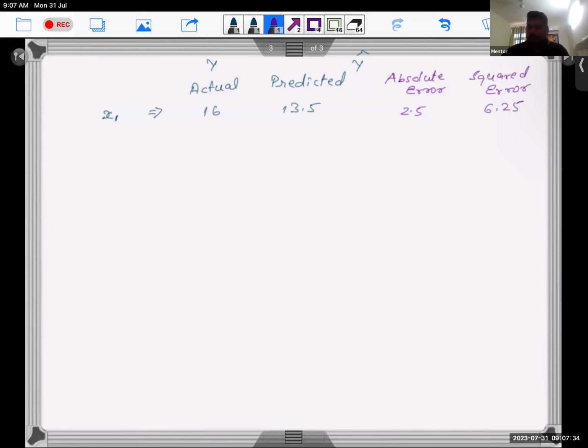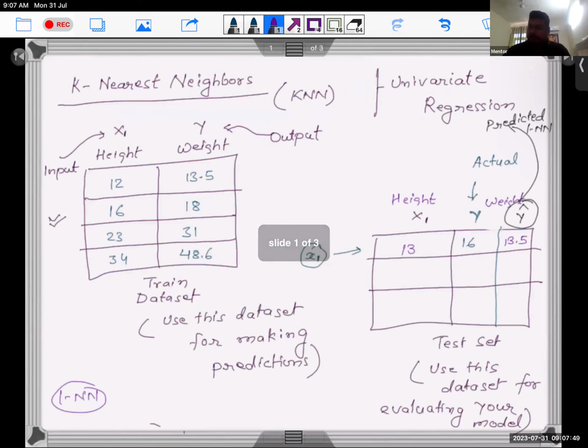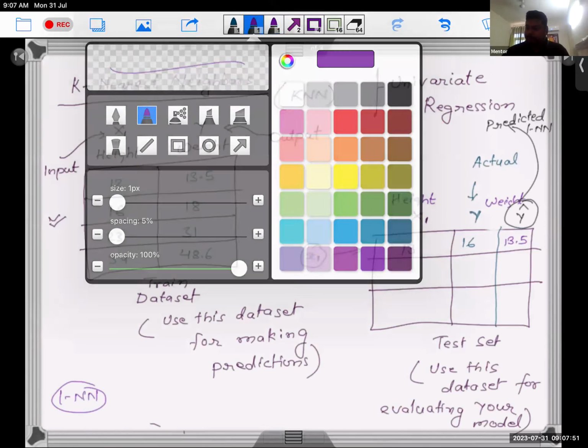So you're subtracting. So absolute error is nothing but y minus y hat, and you're taking the absolute of it. Squared error is nothing but y minus y hat, and you're doing the square of it. So you can do it for the first sample. Similarly, let's do it for one more sample just to illustrate this.